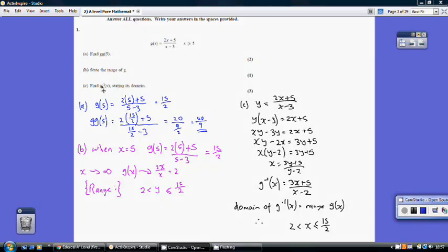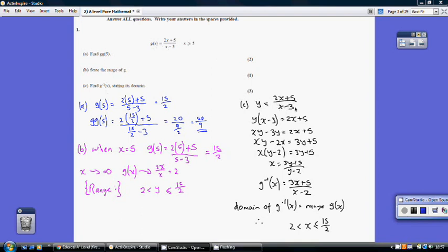So part C, find the inverse function of g of x. So we really need to change the subject. So start off by introducing y. Let's let y equal 2x plus 5 over x minus 3, and then we're going to follow through the algebra to make x the subject.